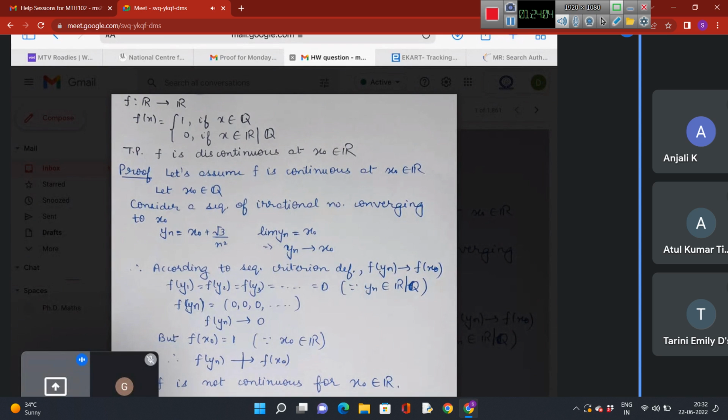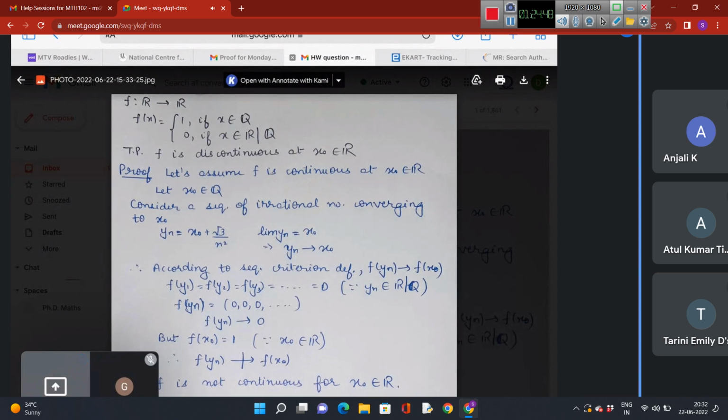And similarly, if your x naught is irrational, then you can create a sequence of rational numbers, because you know from your sequence chapter how to create a sequence of rationals converging to any real number. So you create a sequence of rationals converging to your irrational x naught, and the same argument applies. There you will have a constant sequence 1 converging to 1, but the value of the function at x naught is 0. So f is discontinuous at each rational as well as irrational point. Therefore, f is discontinuous everywhere.